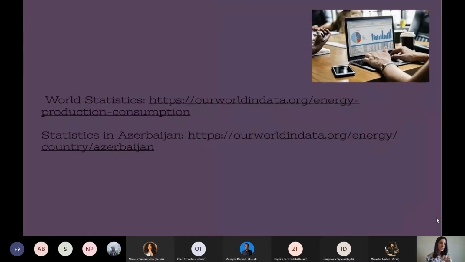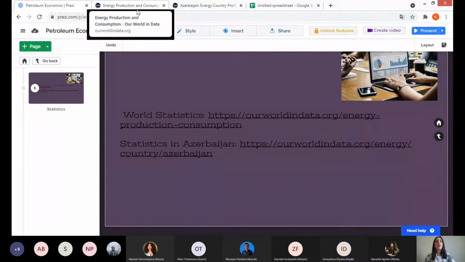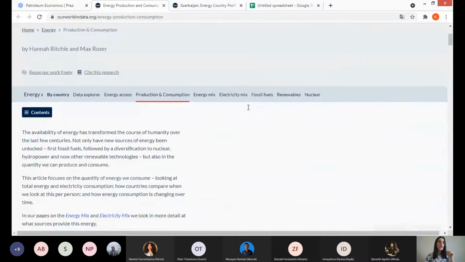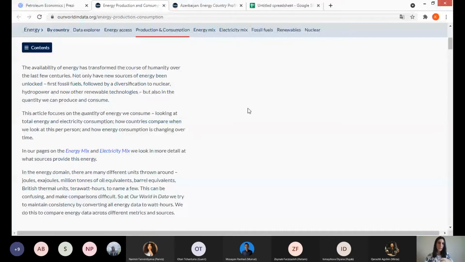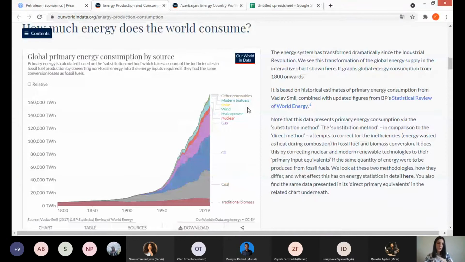So there are two sets of statistics, as I said, I already clicked that. First, the world statistics. So energy production and consumption in terms of the world. There are many graphs here. I don't want to waste your time. We just look at some important graphs and charts. So the first one is about how much energy the world consumes. This is the primary energy consumption by source.